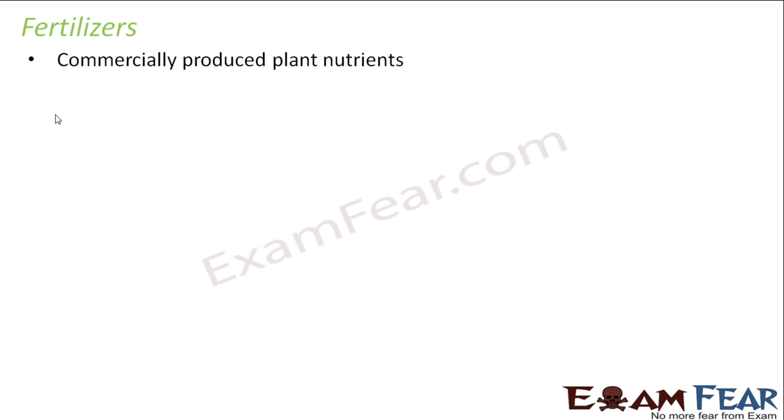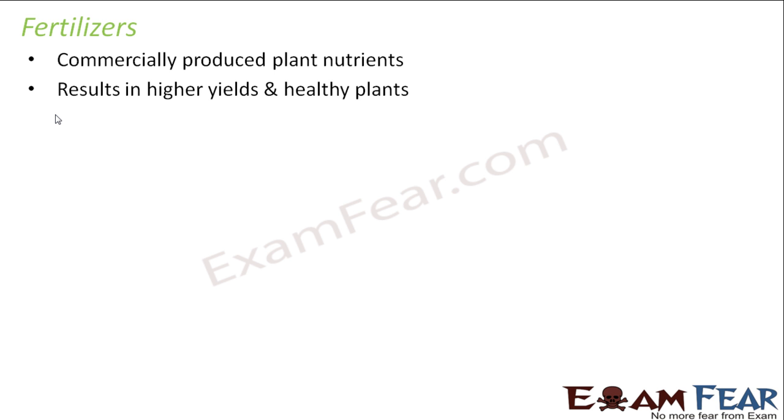Fertilizers are commercially produced plant nutrients. In the case of manure, it was produced by decomposition of wastes. In this case, they are commercially produced. That means they are produced in factories or something. They are produced commercially.